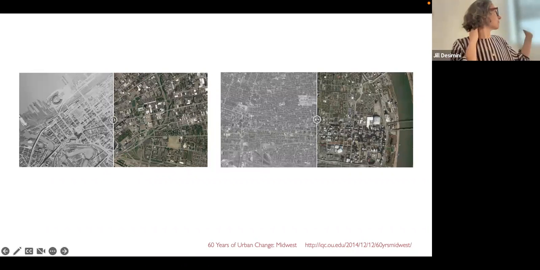I don't know if you guys have experienced or played with this 60-year urban change site, but it's this myopic comparison of then and now. And it just seems like this view that we can't shake, even despite all of this thinking and literature. How can we not see the world this way, and swipe between then and now, and then and now.